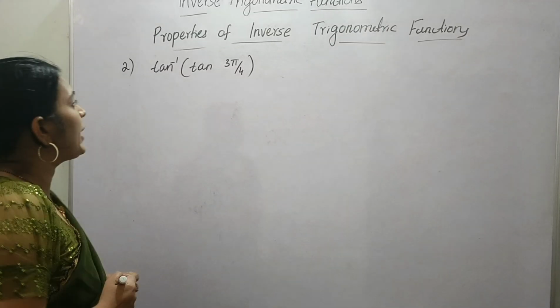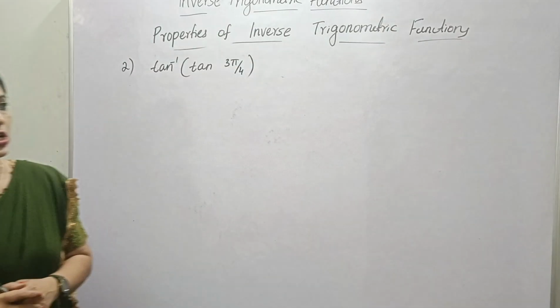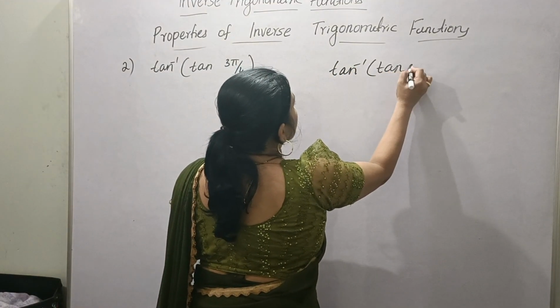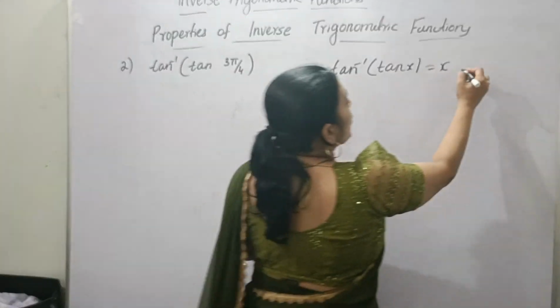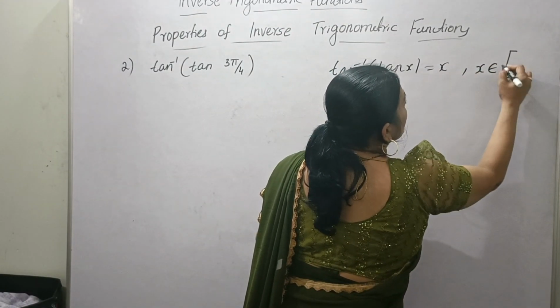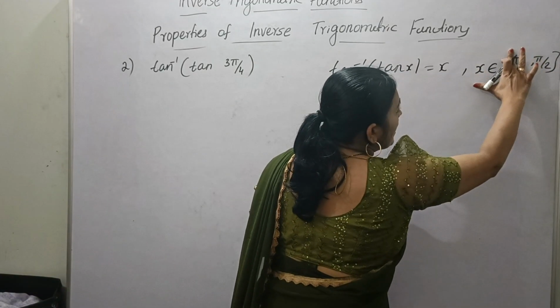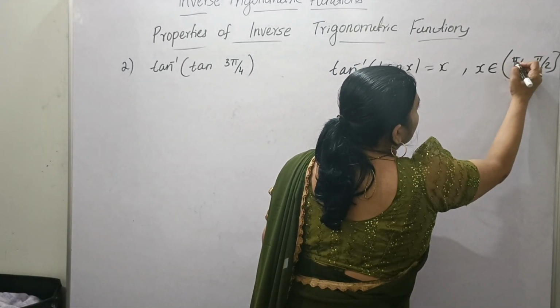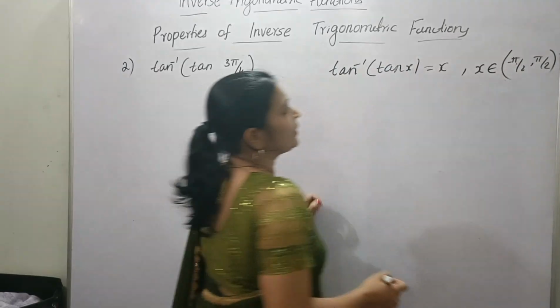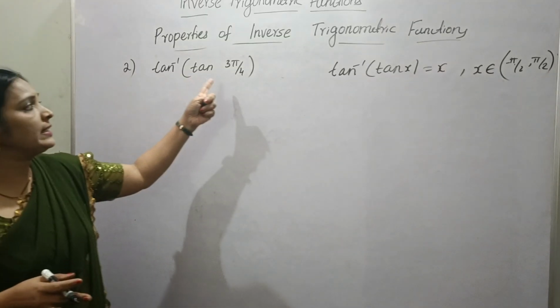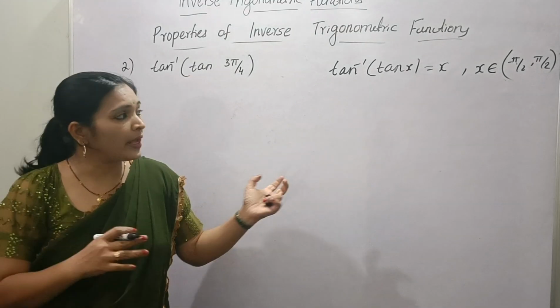Tan inverse of tan 3 pi by 4. Okay. Find the value of tan inverse of tan 3 pi by 4. So here we have tan inverse of tan x is equal to x only when x belongs to the interval minus pi by 2 to pi by 2. Here not closed interval, open interval, minus pi by 2 to pi by 2. So here we have to find the value of tan inverse of tan 3 pi by 4. We have to check whether this 3 pi by 4 belongs to this interval minus pi by 2 to pi by 2 or not.